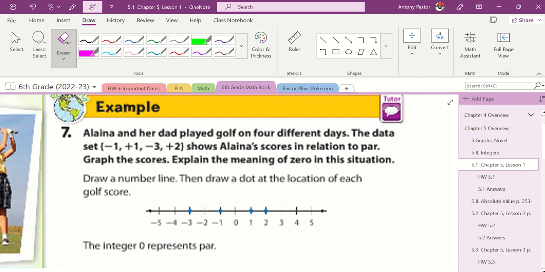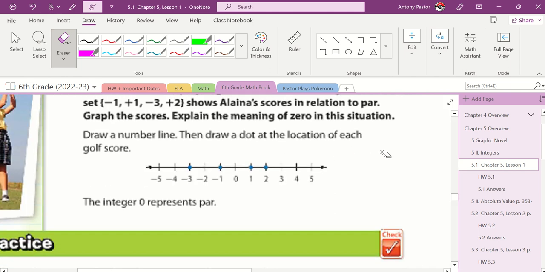Now, we don't need to know graph scoring all that much, and I don't know graph scoring, but I know that negative means a better score, I believe. I'm not 1,000% sure. But 0, the integer 0 represents par, whatever that means. So let's just say 0 means you didn't score any points. You also didn't get any points against you.